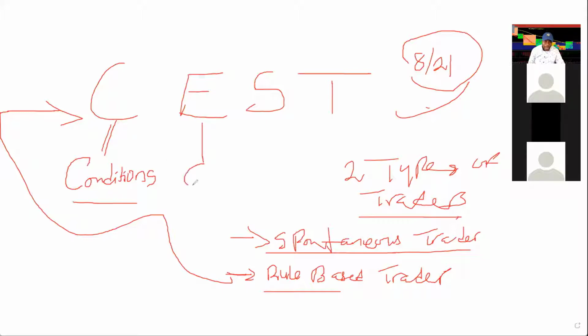E stands for entry. So we have the conditions, we have the entry. What are the things that need to be in place for me to place a trade? That is the condition. Then the situation that must happen for me to enter a trade is the entry. What is the trigger? What triggers my trade? That is the entry right there. Then the S is for my stop loss.